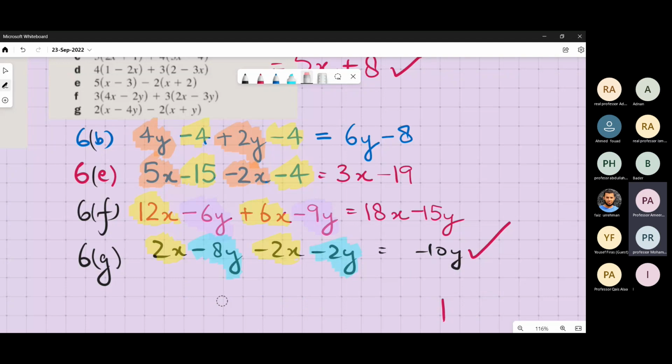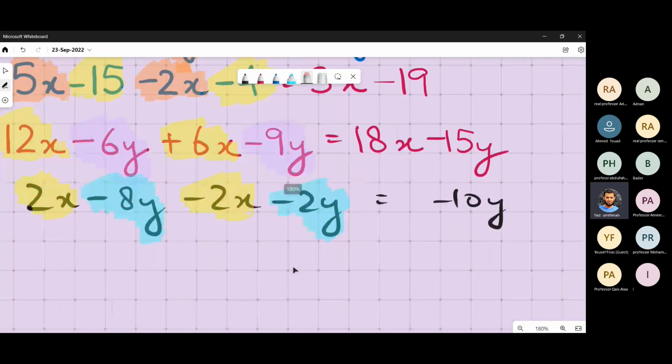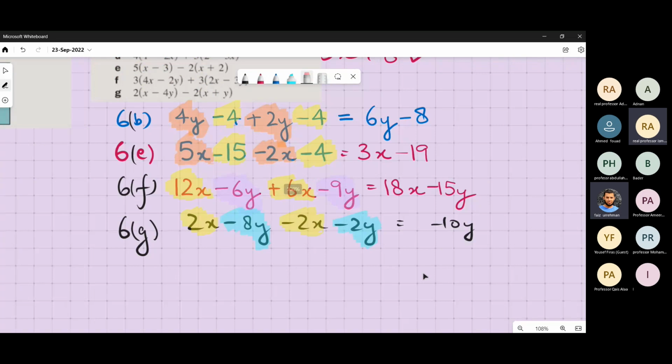Mister, minus 8y minus 2y equals minus 10y? Yes, because we will do addition. 8 plus 2 is 10, but the sign of the bigger number is minus. This is lesson 1, this is chapter 1, not chapter 2.